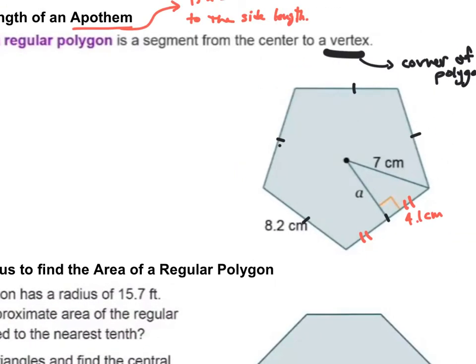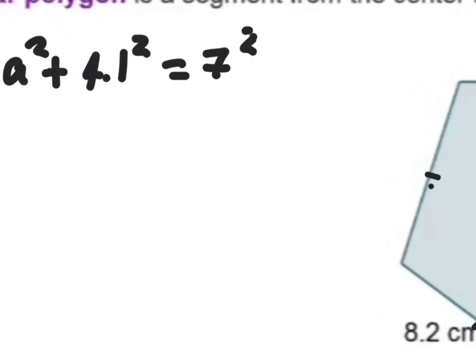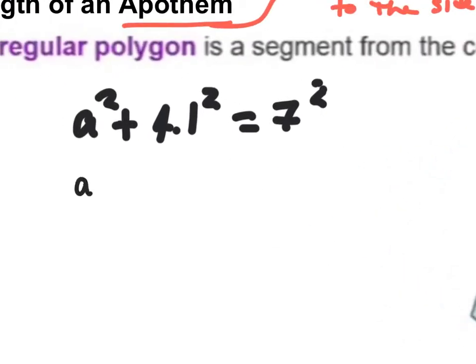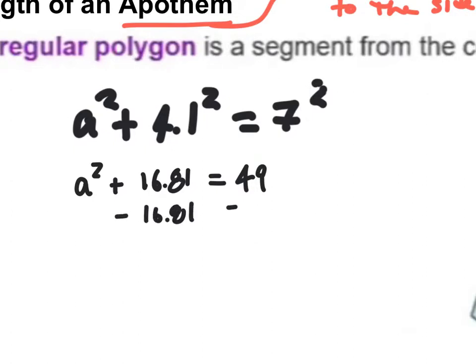If I'm going to try and figure out what a is, I'm going to set up an equation and say that a squared plus 4.1 squared is equal to 7 squared, okay? And we can just solve this using the Pythagorean theorem. So a squared is just going to stay at a squared. 4.1 squared gives me 16.81, and that's equal to 49. Now I'm going to subtract 16.81 from both sides and solve for a squared.